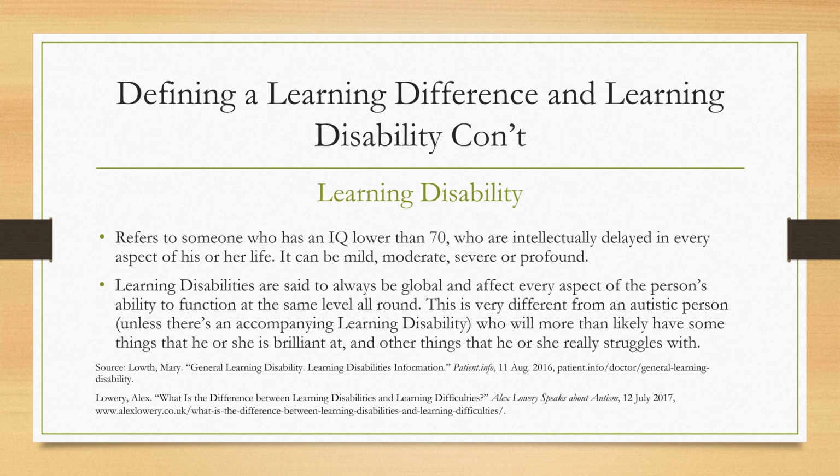Learning disability refers to someone who has an IQ lower than 70, who is intellectually delayed in every aspect of his or her life. It can be mild, moderate, severe, or profound. Learning disabilities are said to always be global and affect every aspect of the person's ability to function at the same level all around. This is very different from an autistic person, unless there's an accompanying learning disability, who will more than likely have some things that he or she is brilliant at and other things that he or she really struggles with. So for example, an autistic person who has ADHD or is dyslexic.